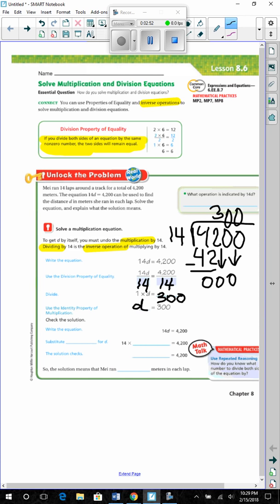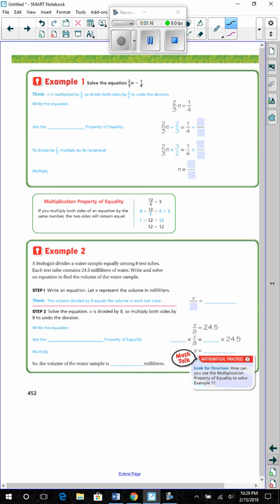Check the solution. Write the equation. Substitute 300 for d. So 14 times 300 equals 4,200. So 4,200 is equal to 4,200 there. So the solution means that May ran 300 meters in each lap.